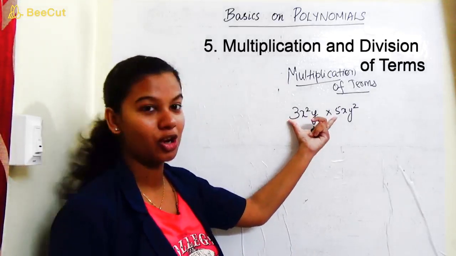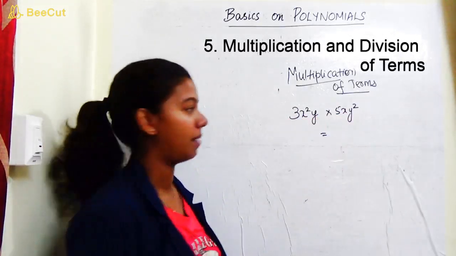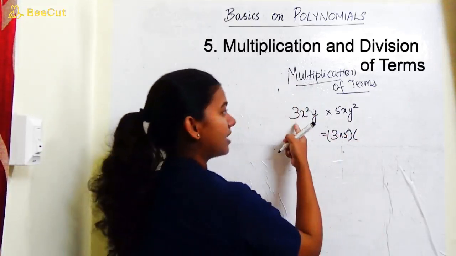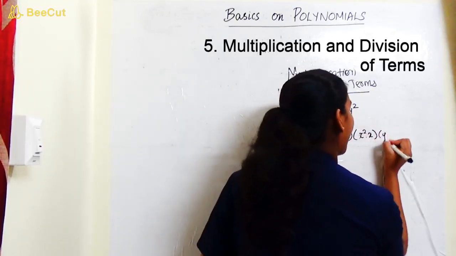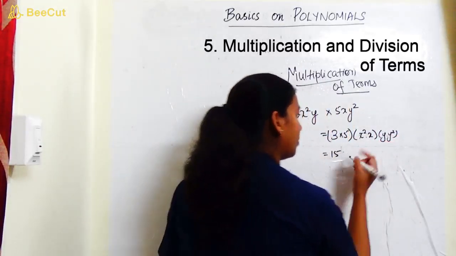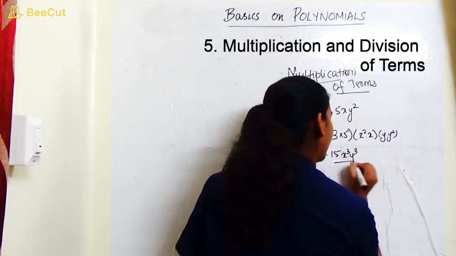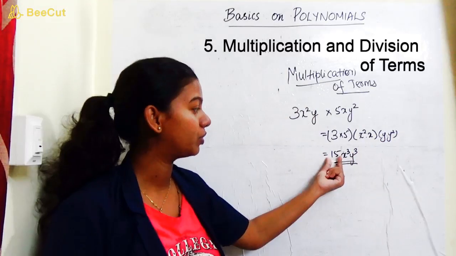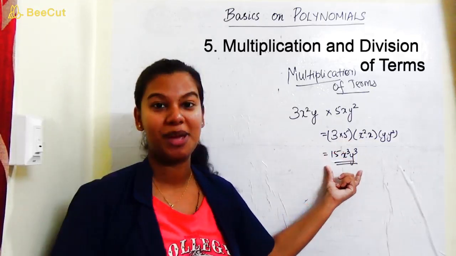First I will multiply the constants, then I will multiply the same variables and we'll see what happens. Now 3 into 5, and next is x square into x. Then we have y into y square, right? So I can write it as 15. X square into x is x cube and y into y square is y cube. So I can write this term as 15 x cube y cube. Always we put the coefficient first and then followed by variables. Okay, so we have to mention it in this form.